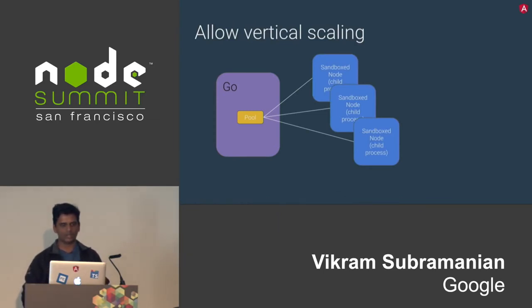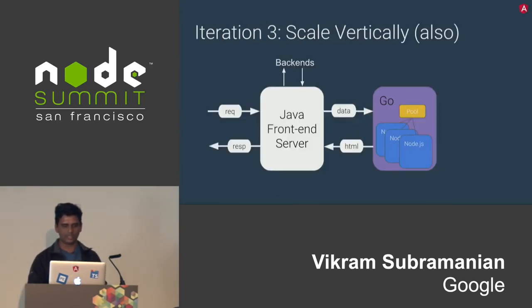We also found that Go provided good primitives for us to maintain a pool of resources and be able to round robin through each one of them. So with this, we were able to scale vertically, make use of the resources better, and our latencies were back to what we expected them to be.